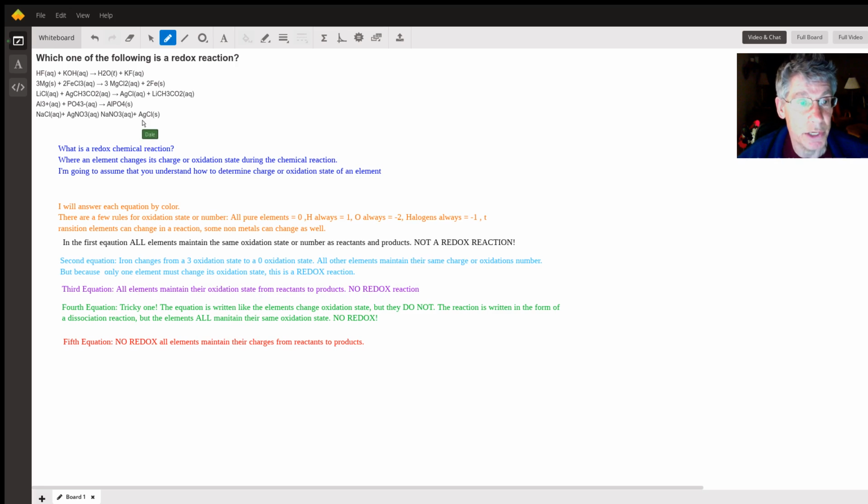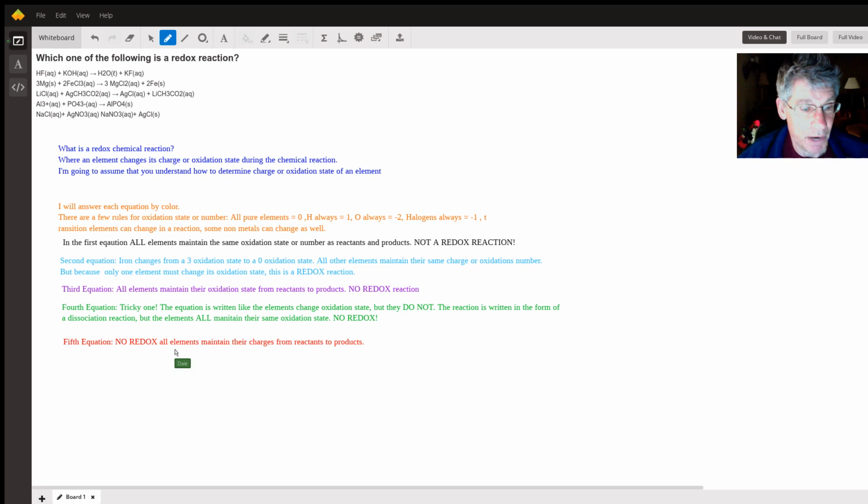Fourth equation is a tricky one because they start out with ions. You have aluminum +3. You have a phosphate ion, a polyatomic ion with a -3. Produces a solid, aluminum phosphate. As you can see, the aluminum in this compound is still +3. The phosphate is still -3, meaning there's no transfer of electrons here or a redox equation, because aluminum and phosphate maintain their same oxidation state. So number 4 is not a redox equation.